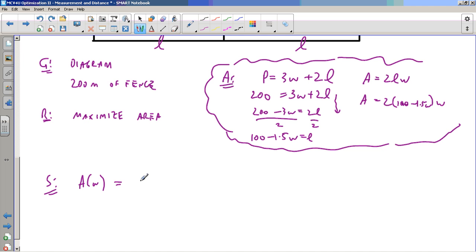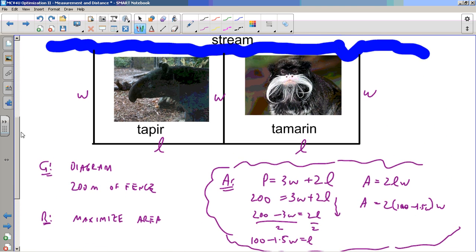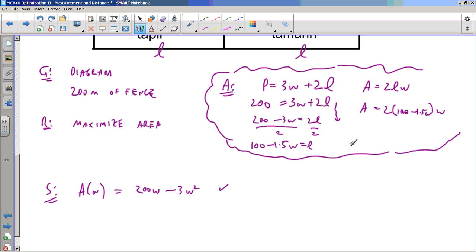I got 200W and then minus 3W squared. Does that make sense? 2 times 100 is 200 times W is 200W. And then 2 times 1.5 is negative 3 times. Yeah, yep, good. There's my formula. And now I'm ready to go through my min-max. Well, before we do that, let's set up our endpoints. Let's think about the endpoints. And I'll do that part of my planning stage here.